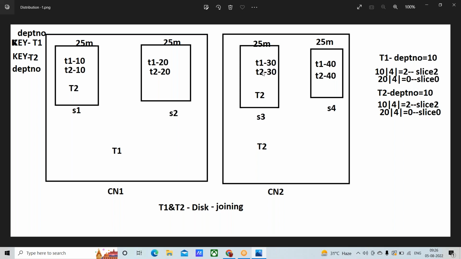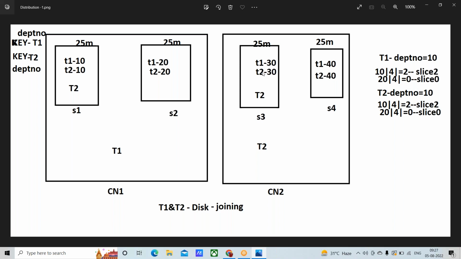Here T1 means EMP and T2 means DEPT. Both T1 and T2 have the distribution key, and the distribution key is department number. So if the department number value is the same, they all will go to the same slice, whether that value is from the employee table or the department table, it doesn't matter. Since that is the distribution key, 10 from T1 will go to whatever slice, and 10 from T2 also will go to the same slice. Likewise, 20 from T2 goes to whatever slice, and 20 from T1 also goes to that slice. It does not matter which table it comes from; if that column is the distribution key, same values will go to the same slice.